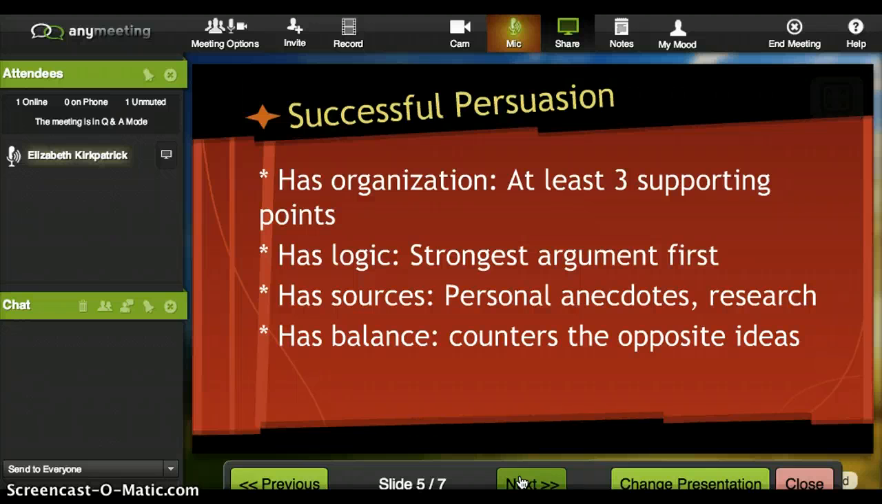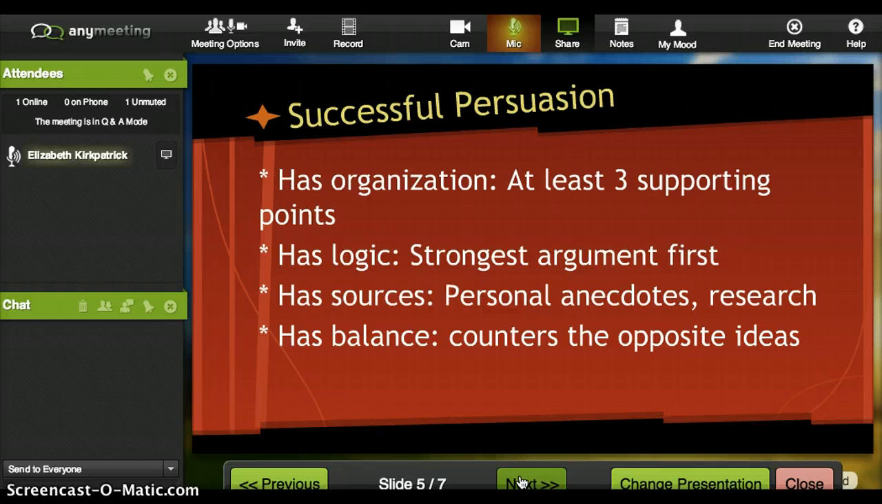A successful persuasive paper has organization, at least 3 supporting points. It also has logic. We place the strongest argument first. It usually has sources, like personal anecdotes or research, depending on the seriousness of your topic. Would you need scientific research to decide if you need a pet? Probably not. But what is something you would want scientific research for? Yeah, maybe something with a medical topic. Maybe with safety. Okay, something more serious would require more research. That's right. And then it also has balance. It has to counter the opposite idea.